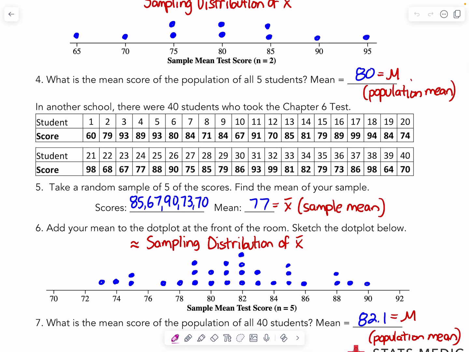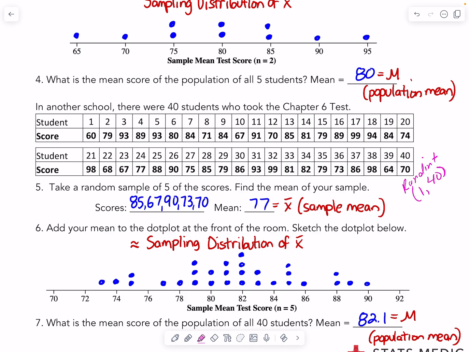Now we're going to do the same thing, but with a bigger pool. This has 40 students. What I'd like you to do is take a random sample of 5 scores. I took a random sample of 5 scores. For the first one, I used randInt in my calculator. You use randInt in your calculator, and I did 1, 40, and hit enter, and I did it 5 times until I got the different scores.